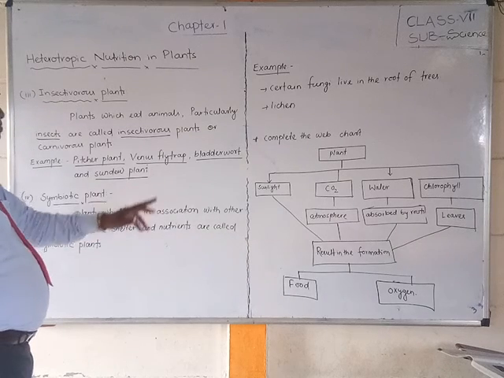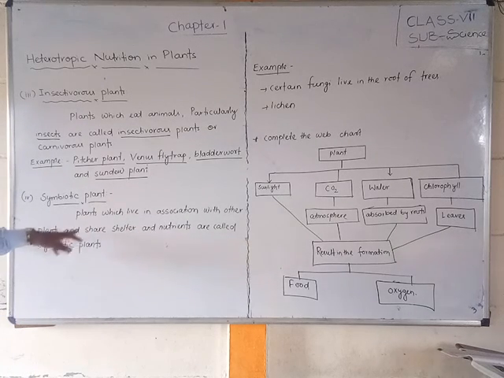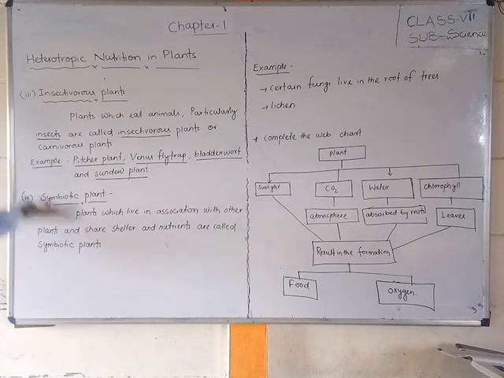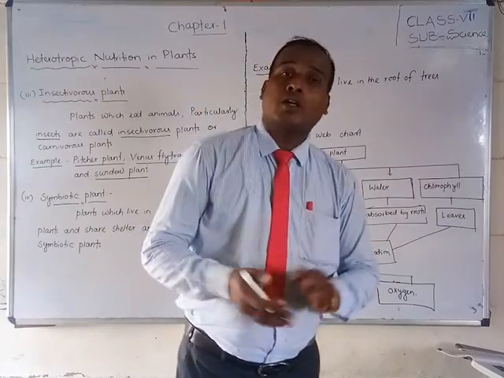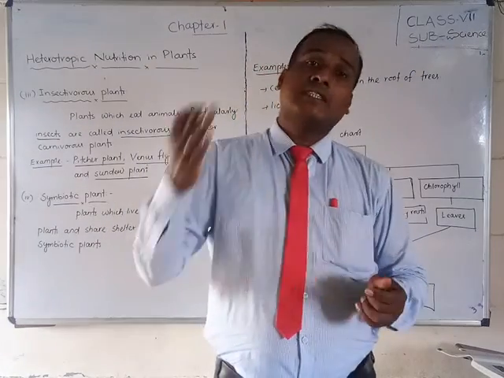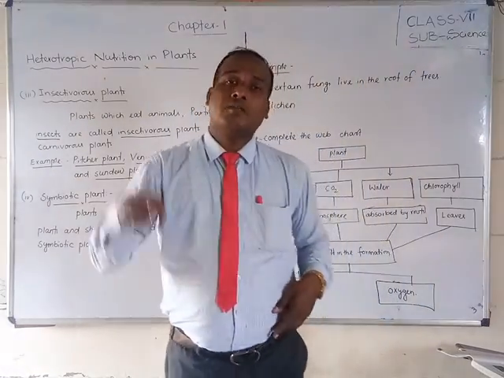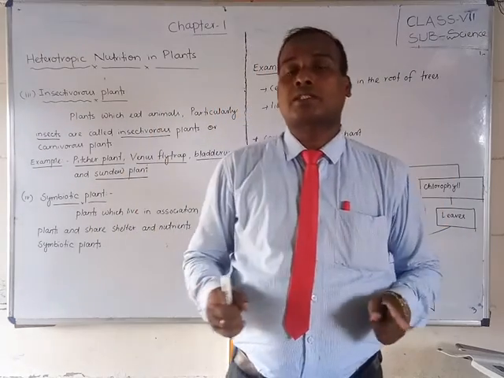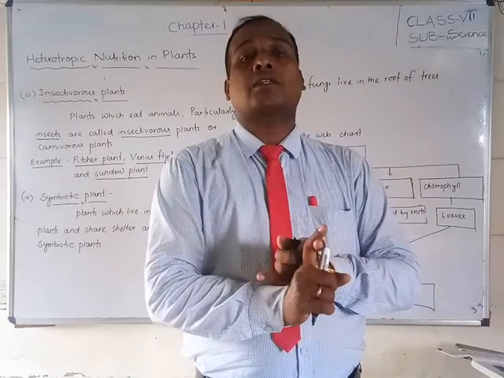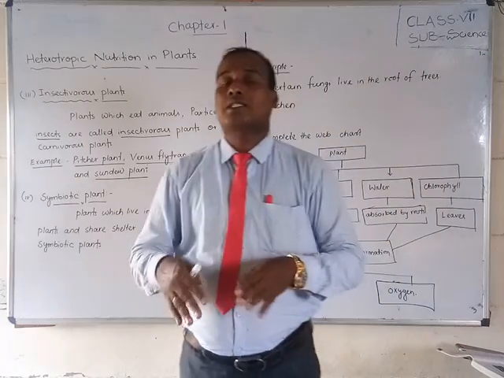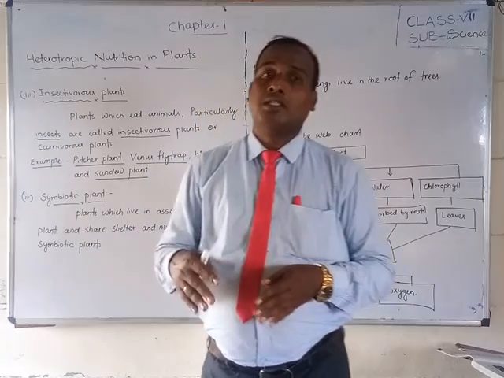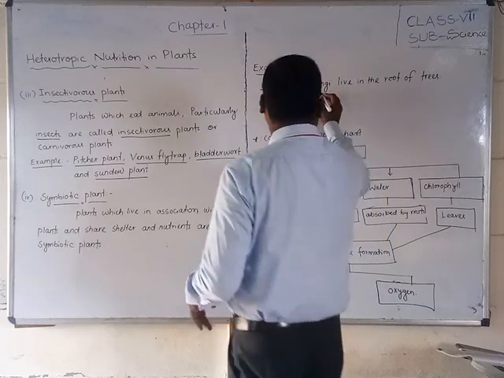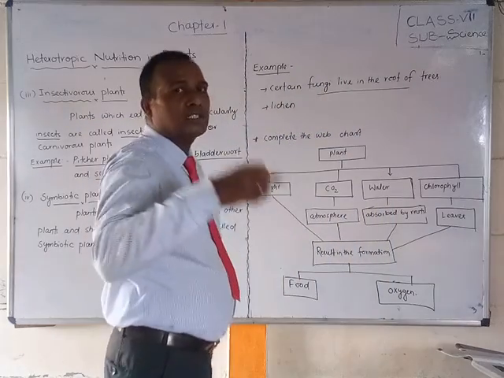Plants which live in association with other plants and share shelter and nutrients are called symbiotic plants. That means these plants generally live on other plants, sharing shelter with them and also getting water, minerals, and nutrients from those plants. And in all these cases where two different plants are in association, these are called symbiotic plants.